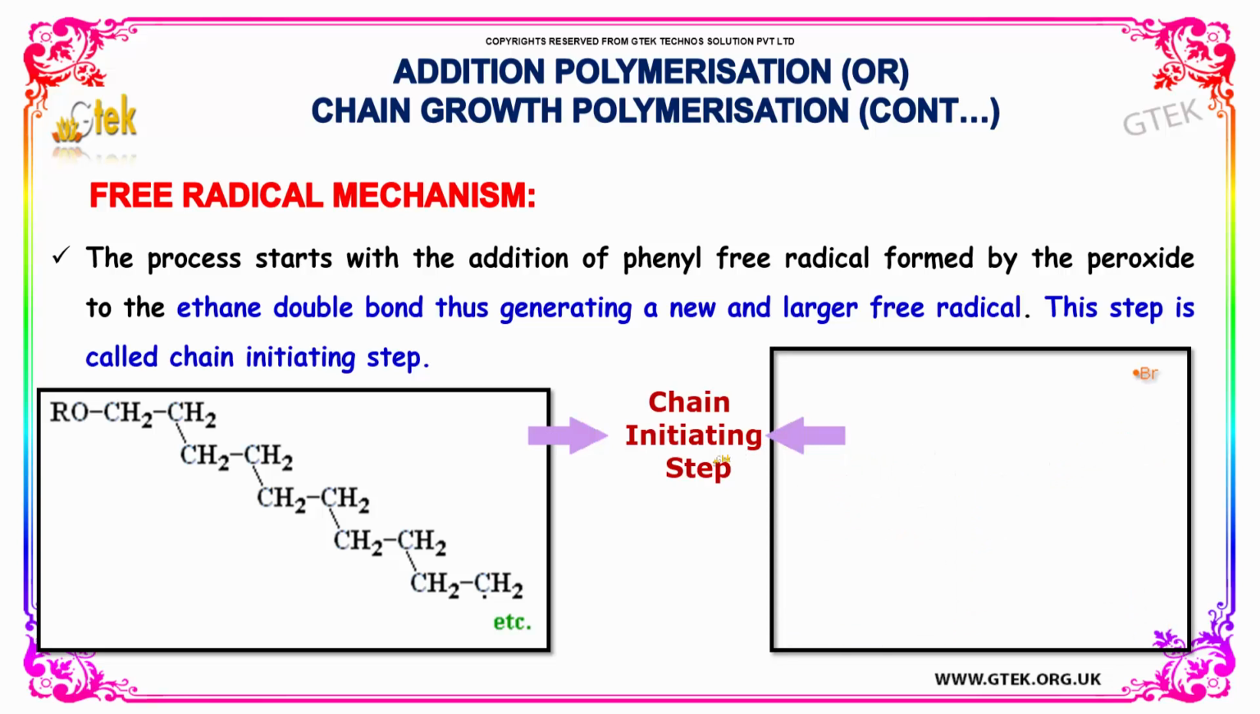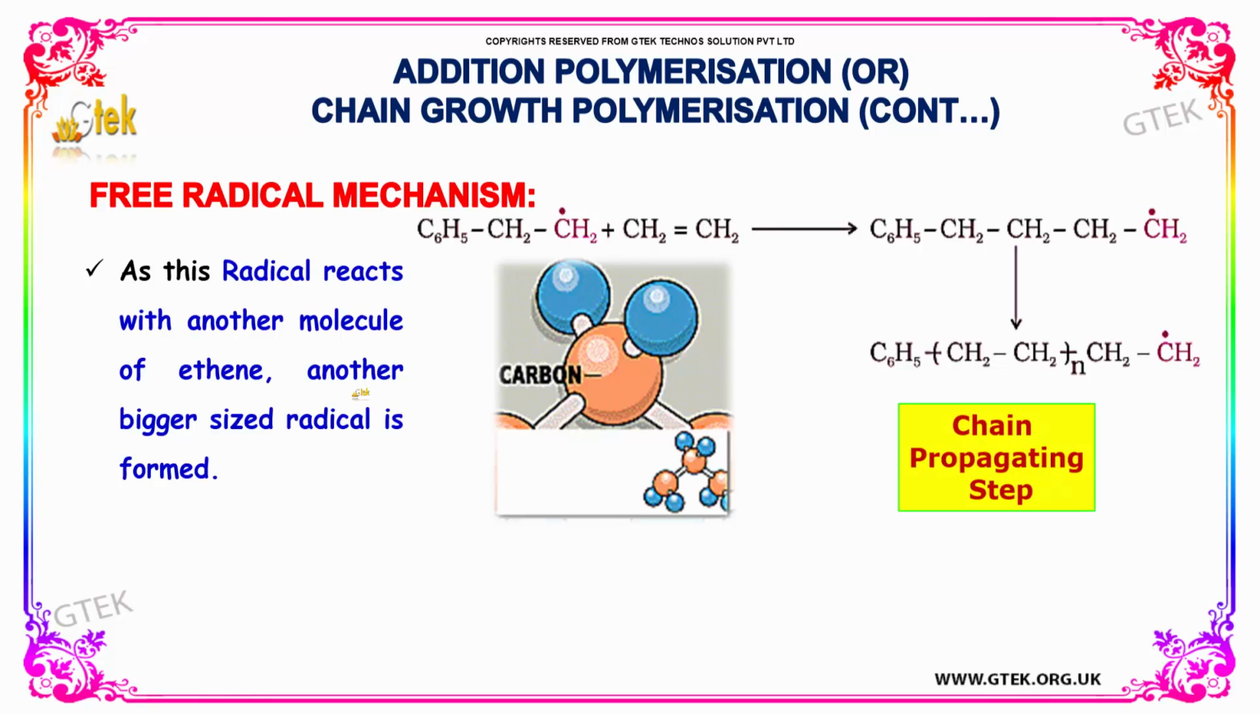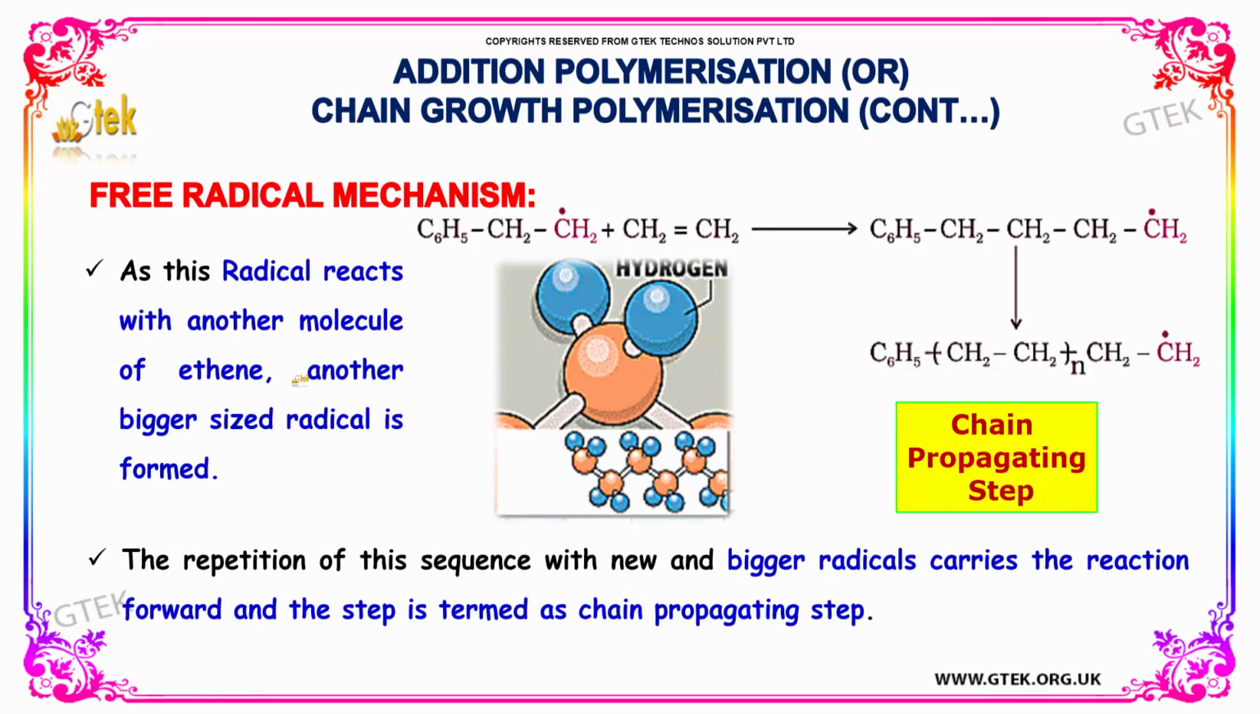This process starts with the addition of phenyl free radical formed by the peroxide to ethene double bond, thus generating a new and larger free radical. This step is also known as the chain initiating step. As this radical reacts with another molecule of ethene, another bigger sized radical is formed. Thus this chain continues.